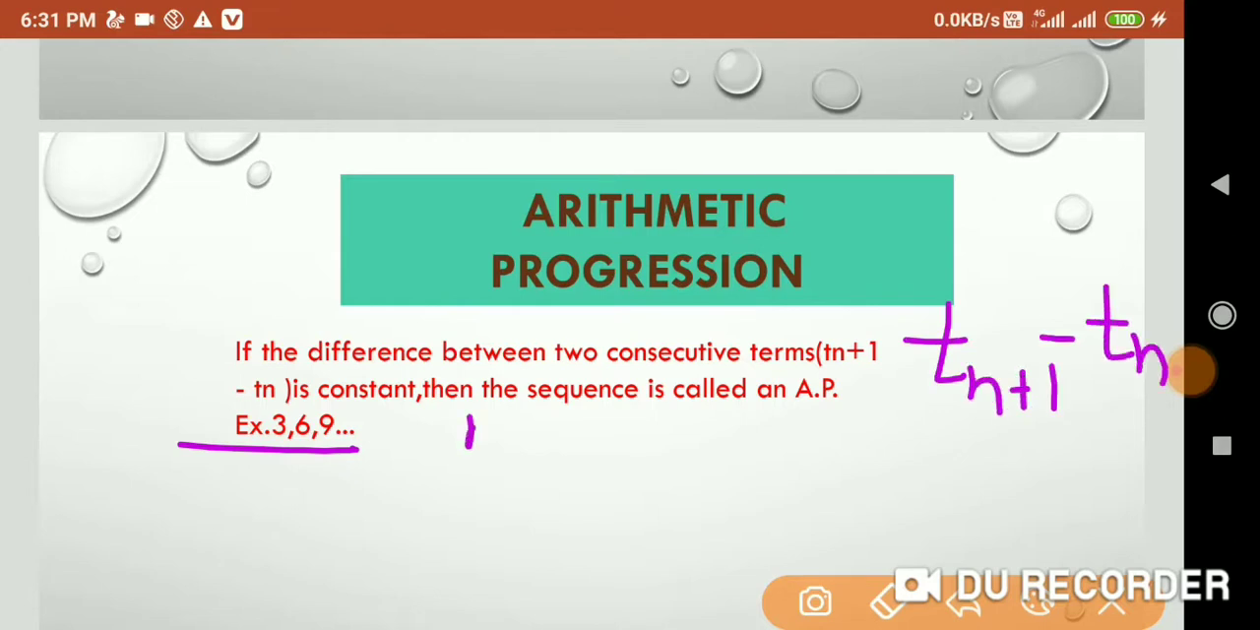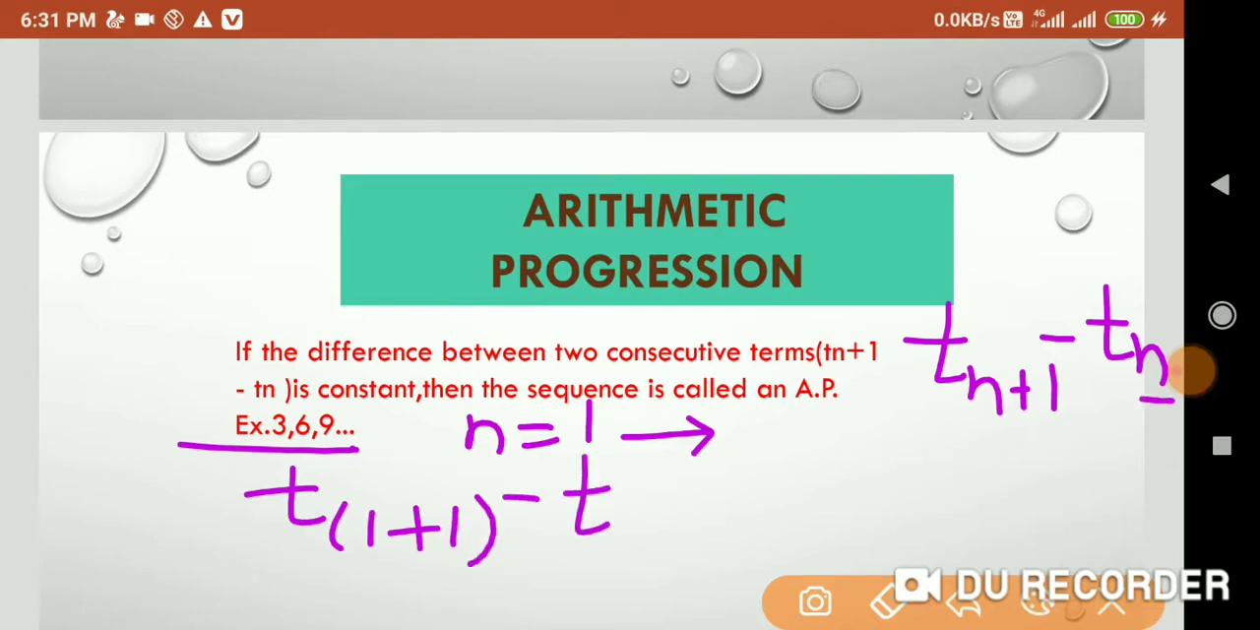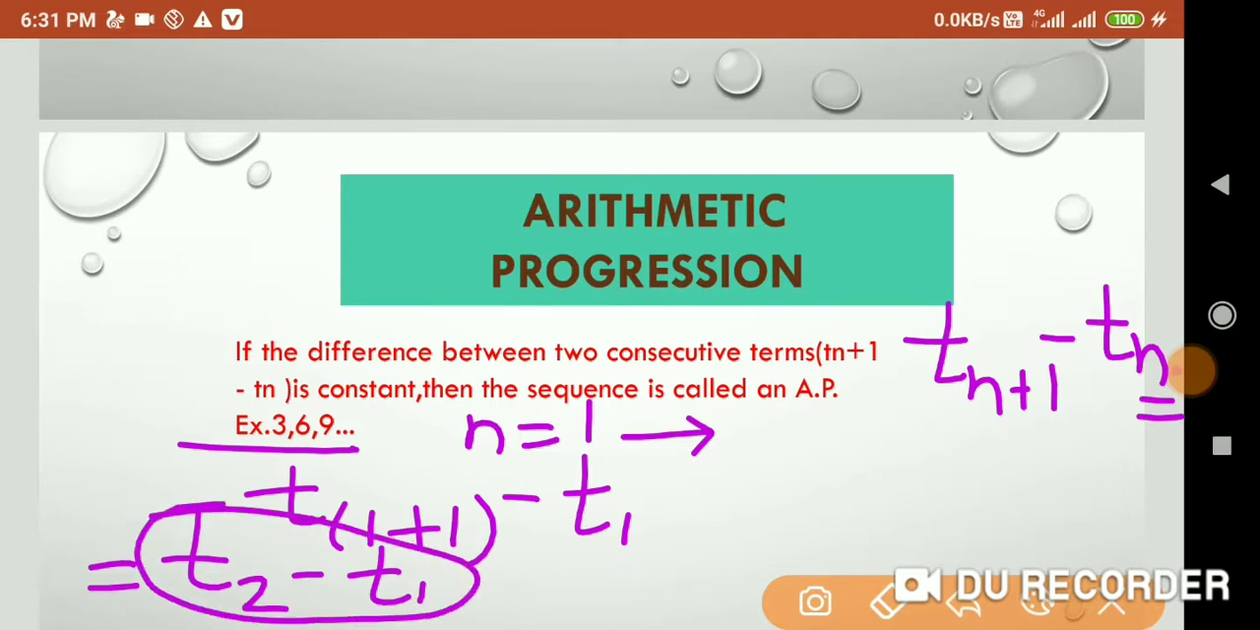Here if we take n is equal to 1, then how can we write here? T(n+1), and n is equal to 1. Therefore T(1+1) minus T(n), that means T(1). Here T(1+1) is equal to T2 minus T1. That means, see here, again the difference between two consecutive terms is constant. Then the sequence is called an AP.